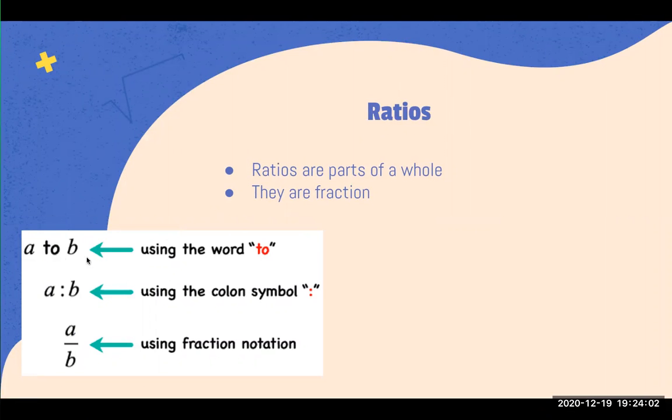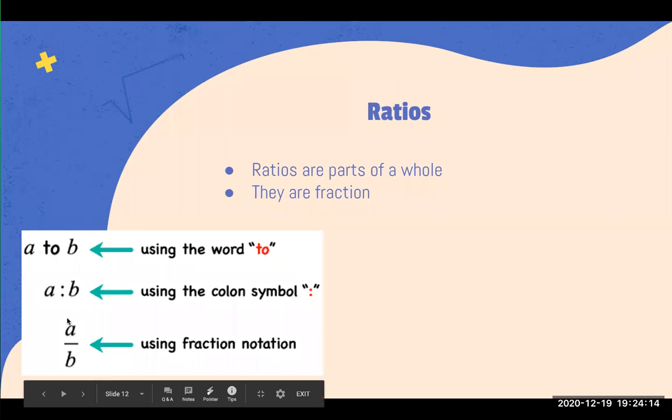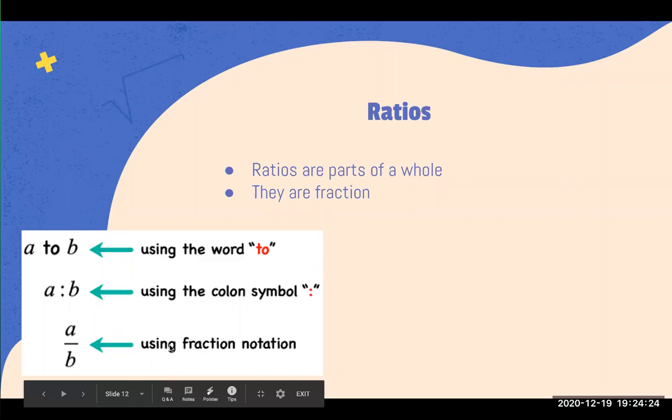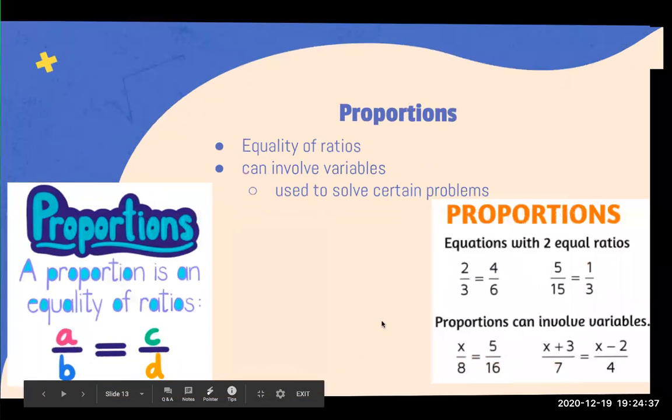You can represent ratios using the word "to". So let's say you want to do A to B. Or you can use a colon symbol, A:B, or you can use fraction notation. So that's A over B. It doesn't really matter when you're using fraction notation. Okay, let's go on to the next slide.